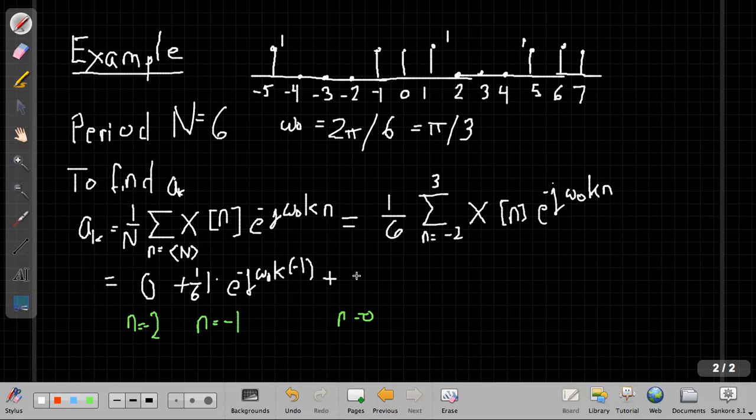So when n equals 0, let me put that in first. I have a 1/6. X of 0, I go up here and look, is 1. And then e to the minus j omega naught k times 0. Well, if n is 0, this whole exponent is 0 and the whole thing just stays 1. So I'll simplify and say I have e to the minus 0 here. I'll simplify that more in a minute. And I go on to the n equals plus 1 term.